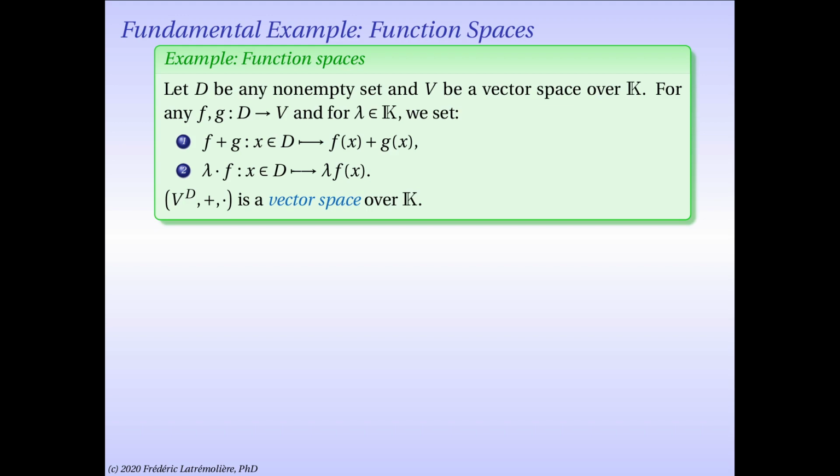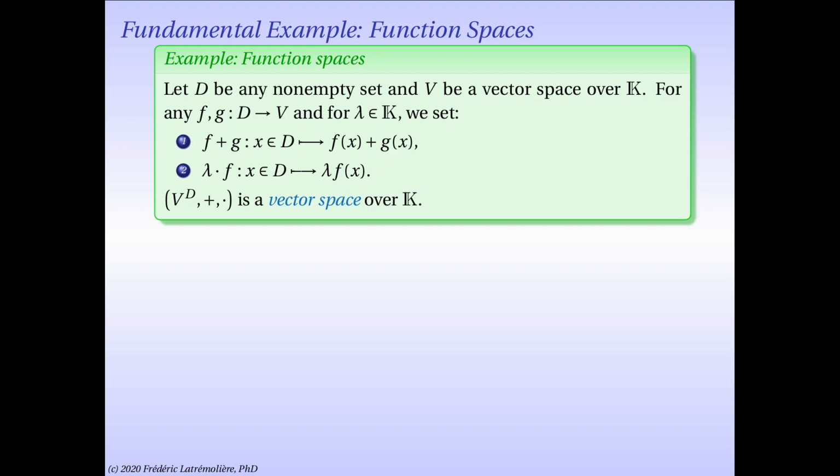So I'm going to take two functions from D to V, call them f and g. And I would like to know what it means to add f to g. Well, if I take an element x in the domain D, then f of x and g of x both are elements of the vector space V. Therefore, their sum is well defined. Since I can do that for any x in D, I can indeed define a function from D to V by this bullet point 1, which is the pointwise addition of the function f and the function g.